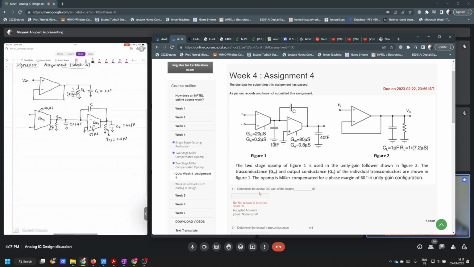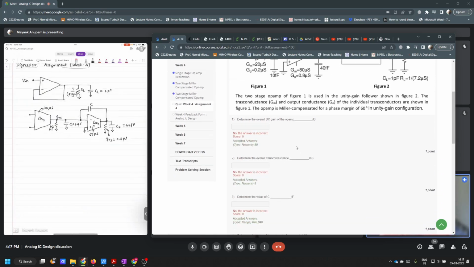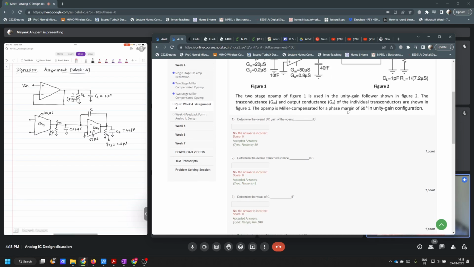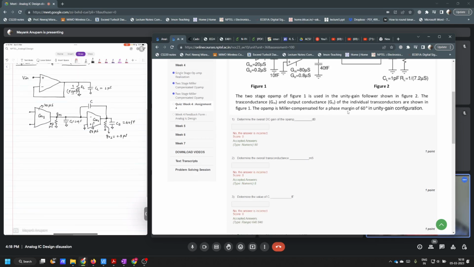Fine. So now what is the question? Determine the overall DC gain of the op amp. So that is easy, right? First of all, what is given in the question? It is given that this op amp is compensated to have PM equal to 60 degrees in unity gain configuration, right? Alright, so let's do that after.